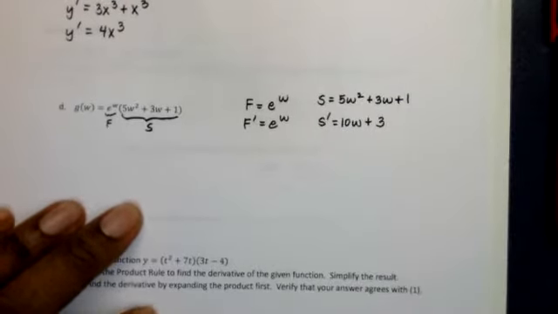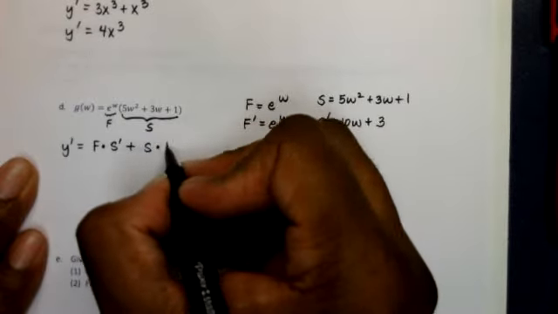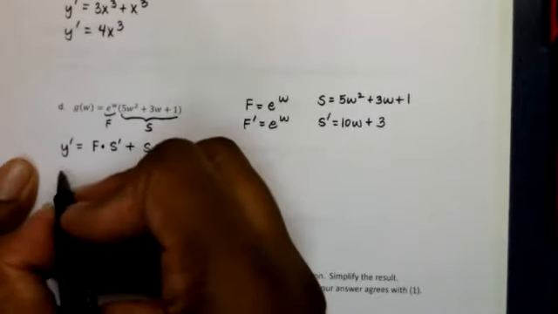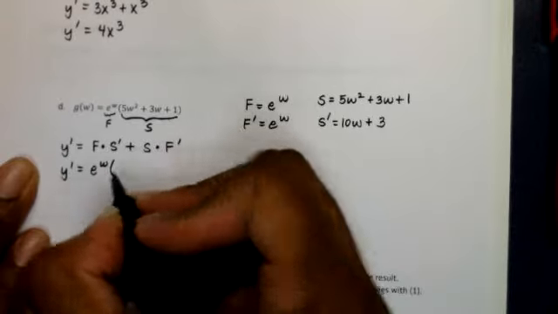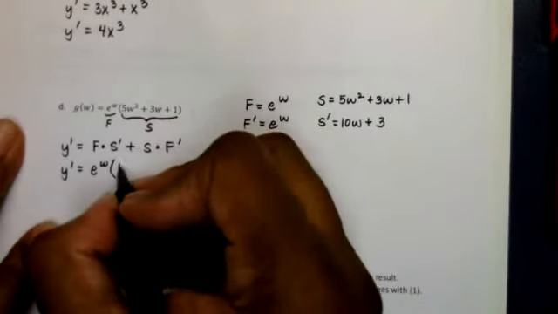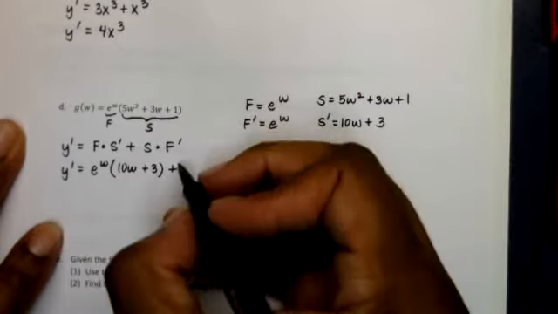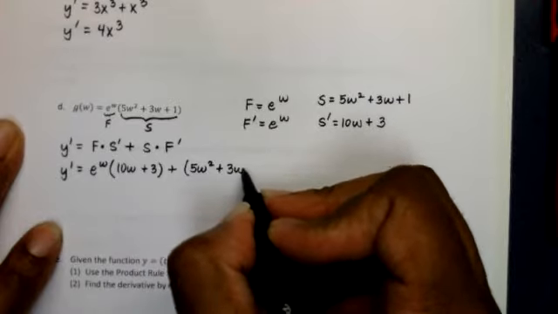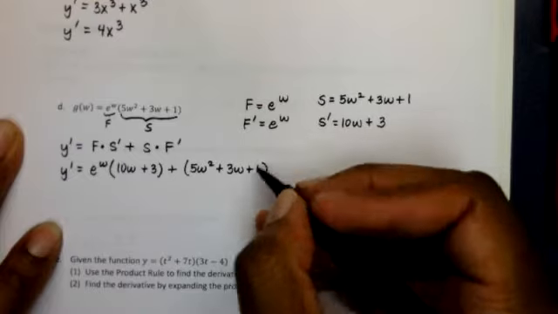So now y prime, of course, that's going to be the first times the derivative of the second plus the second times the derivative of the first. Okay. So now y prime, the first was e to the w times the derivative of the second, that would be 10w plus 3 plus the second, which is 5w squared plus 3w plus 1 times the derivative of the first, e to the w.